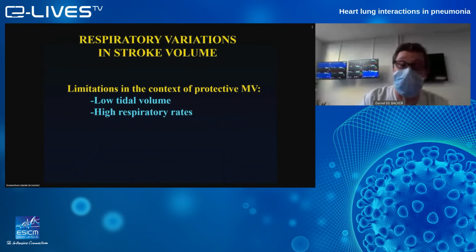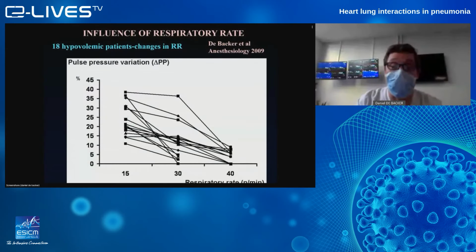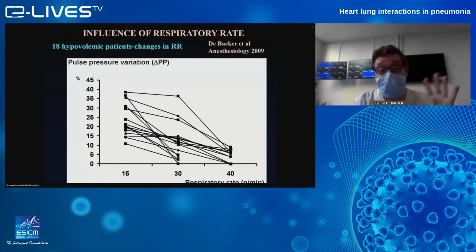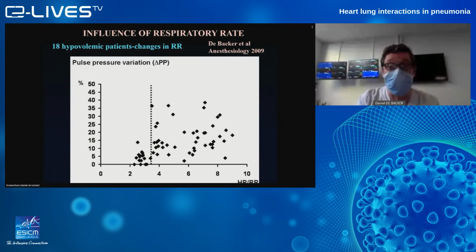High respiratory rates are also a way to unfortunately lose the predictive value. Here, without changing the I to E ratio, we change the respiratory rate from 15 to 30, and several patients already at 30 have no more pulse pressure variations. And of course, these were totally lost at 40. So when we increase the respiratory rate, we may unfortunately also lose the prediction of the response to fluid using this test.